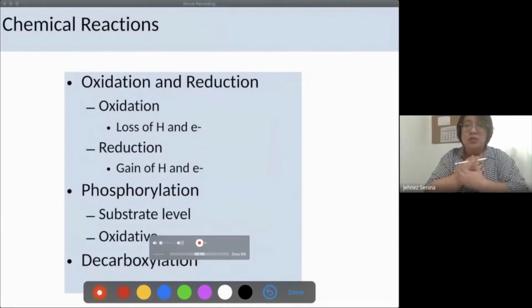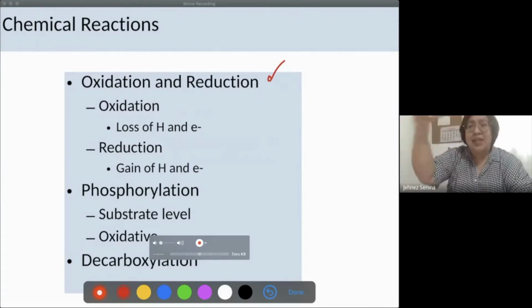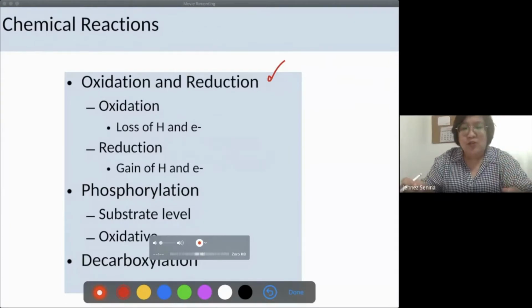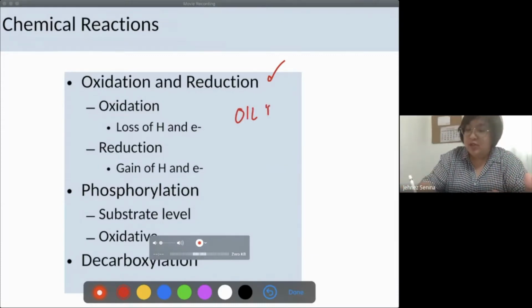All right, before we proceed with the different steps of cellular respiration, since you both are in chemistry, we have to know specific types of chemical reactions here. First is oxidation and reduction. We've kind of heard about this in chemistry, right? Oxidation is the loss of electrons or loss of hydrogen. You can use the mnemonic OIL RIG to remember that. Oxidation is loss, reduction is gain.